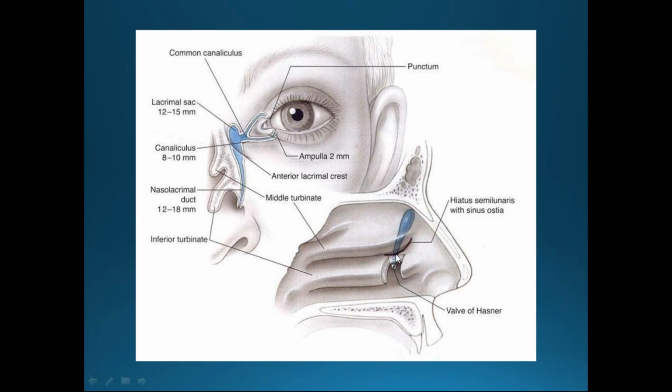There is a small valve which controls the entry of fluid into the nose. The small valve present at the opening of the nasolacrimal duct into the inferior meatus is called the hiatus semilunaris.